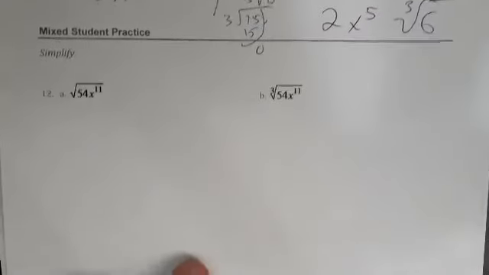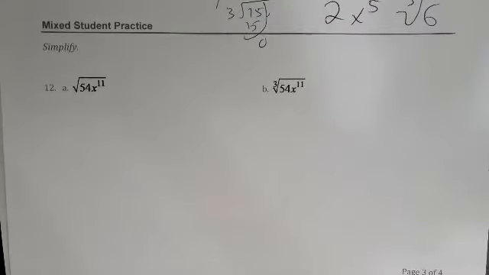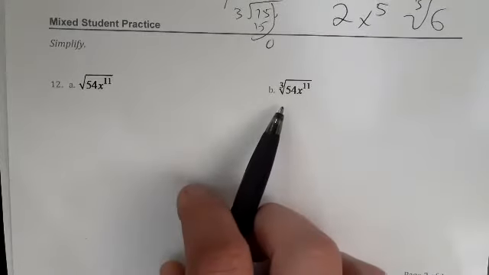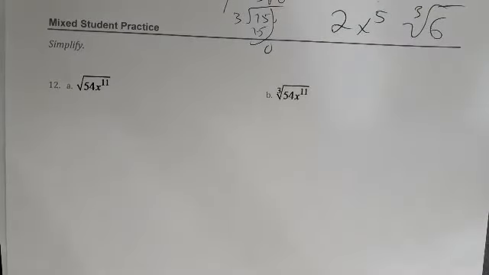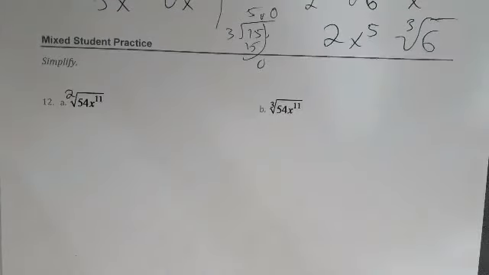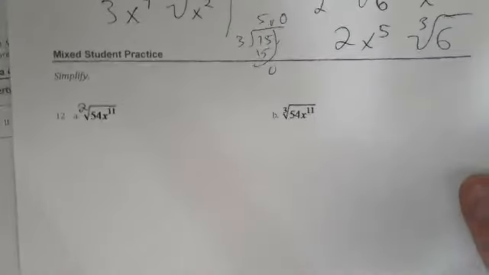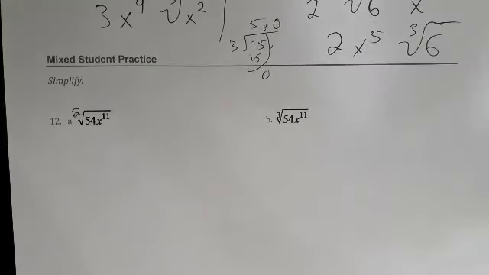We got a little bit more practice. So hopefully try doing these. You might look at these and say, hey, isn't it the same problem? And no, it is not the same problem. This has an index of 3. This does not have an index. So if this does not have an index, what is that thing? It's a square root. If you don't see a number, you can always assume that what we're doing are square roots, the number there is going to be 2.